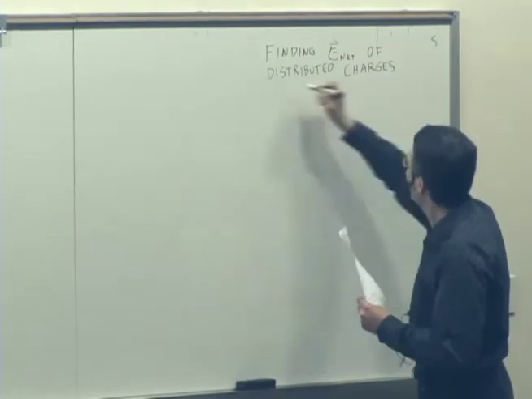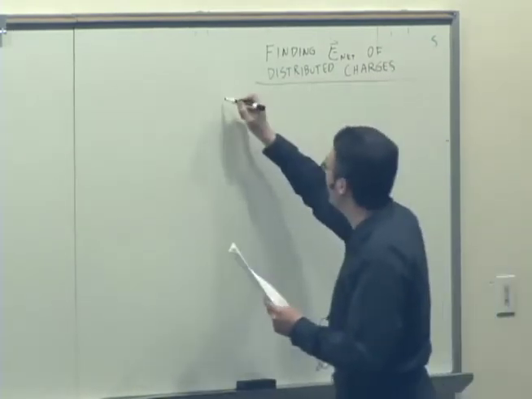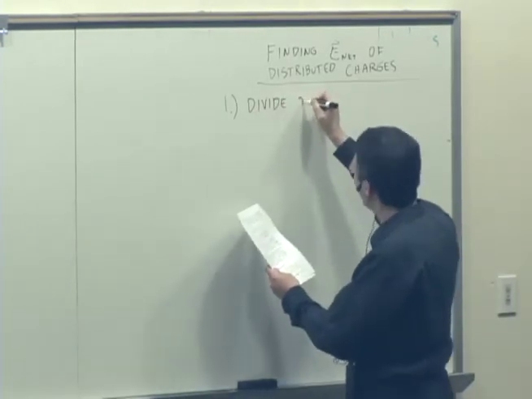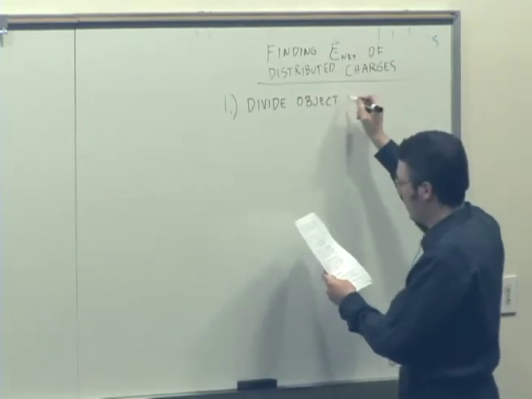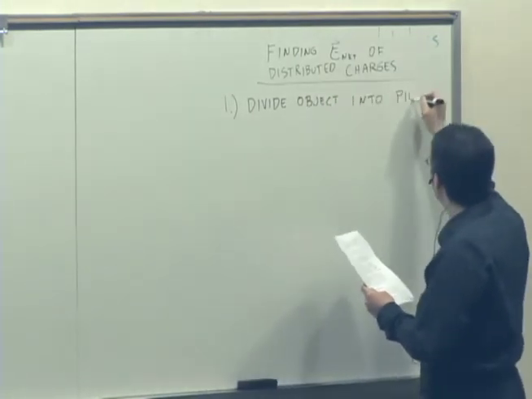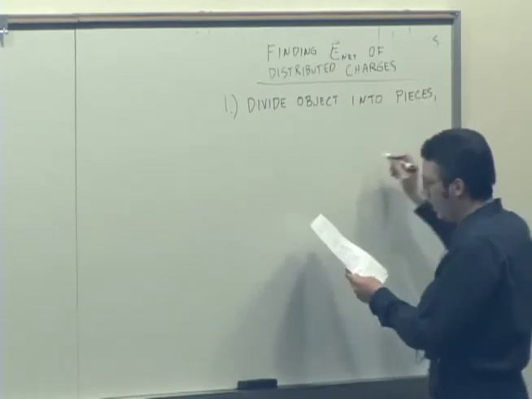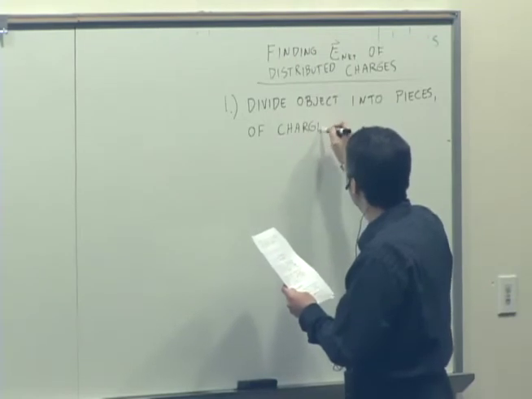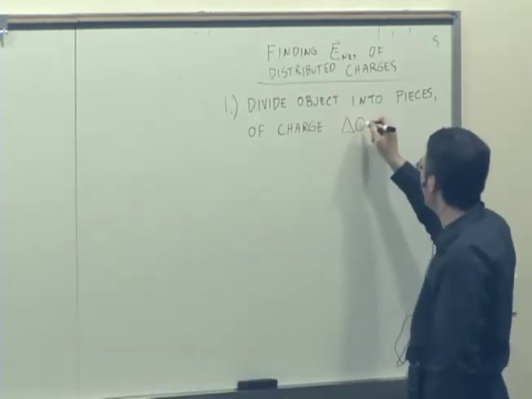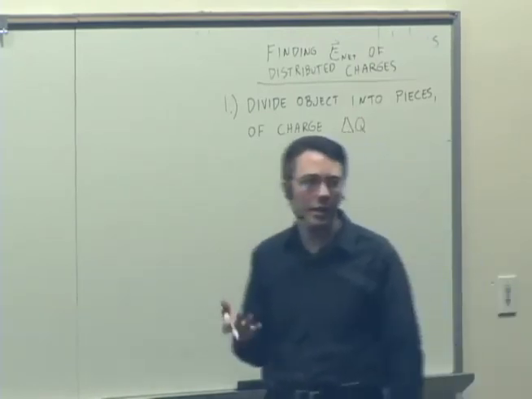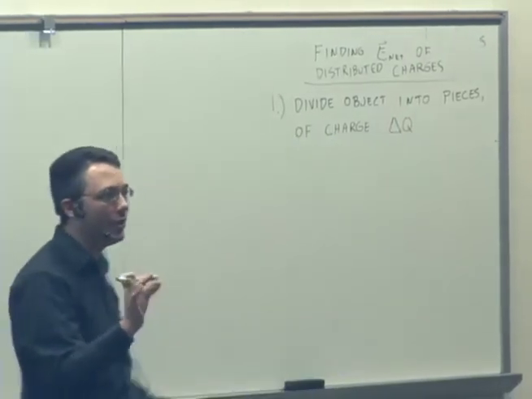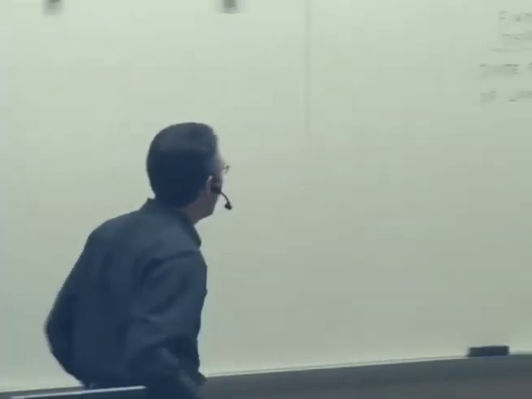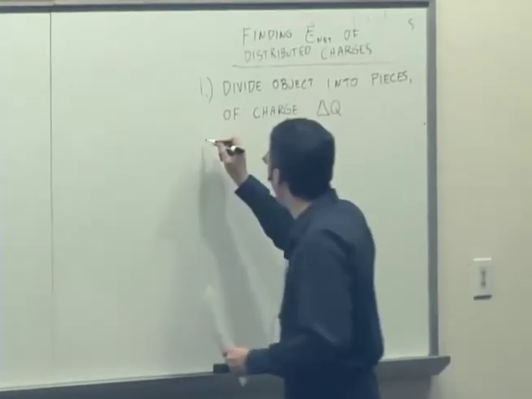And step number one is divide the object into pieces, where each has a charge, some small amount of charge. We'll call that charge delta Q. So if Q is the total charge of the object, then a delta Q, or a little change in the amount of charge, or a little piece of the charge, is the charge of a single segment of that object.